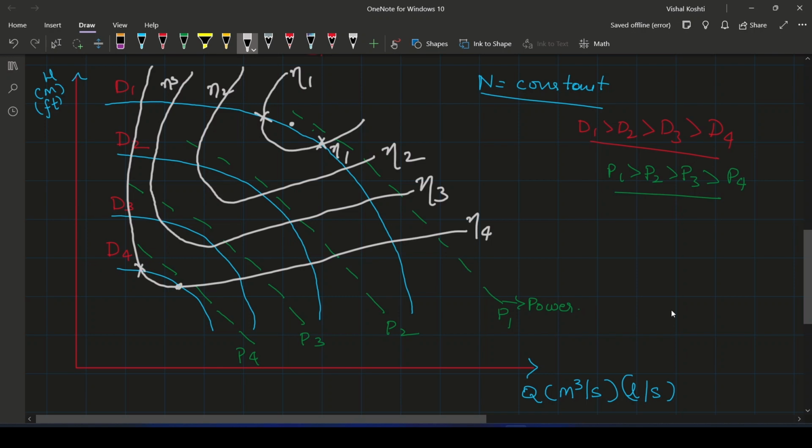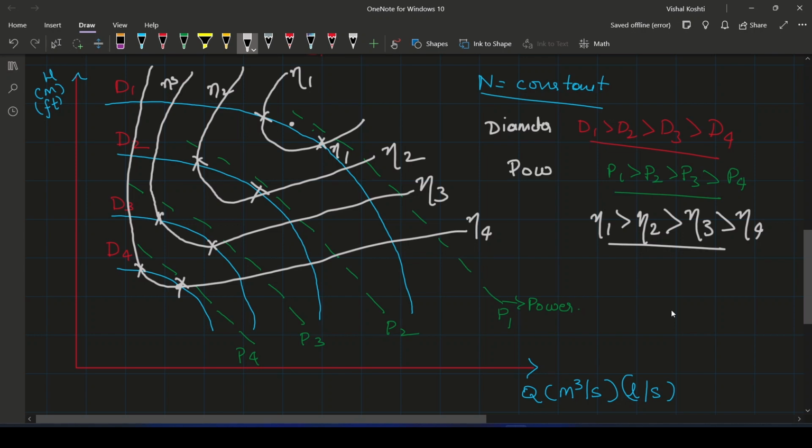These corresponding points, these are the values. Eta 3 corresponds to these two values, eta 2 corresponds to these two values, eta 1 corresponds to these two values, and eta 4 corresponds to these two values. Okay, these are the important points. And always in this, eta 1 will be greater than eta 2, and eta 3 will be greater than eta 4. This is the diameter of the impeller. This one is the power, this one is the efficiency.